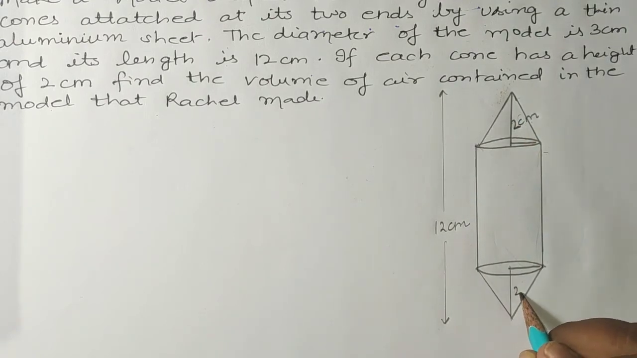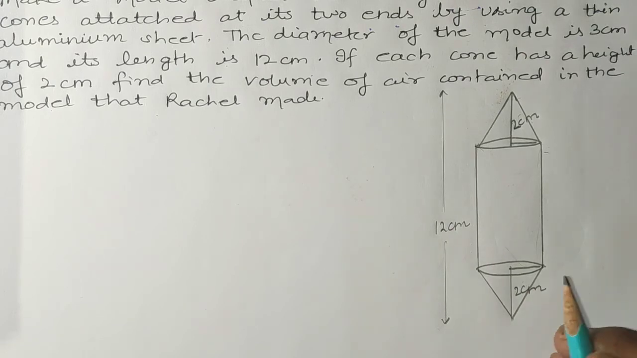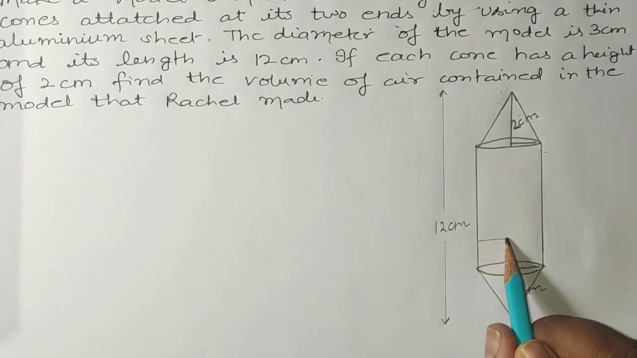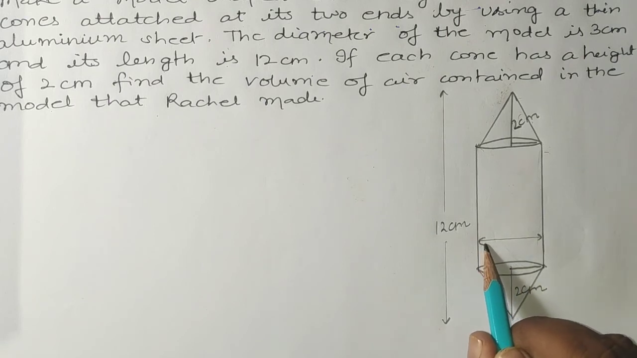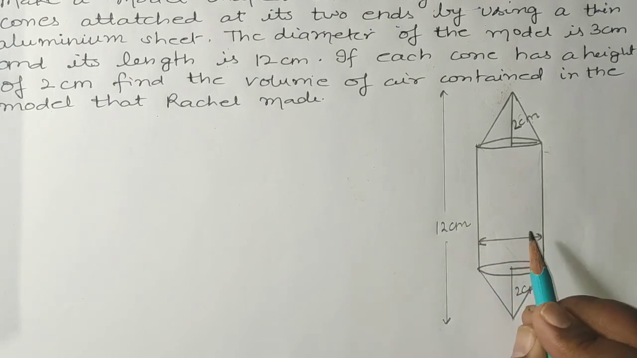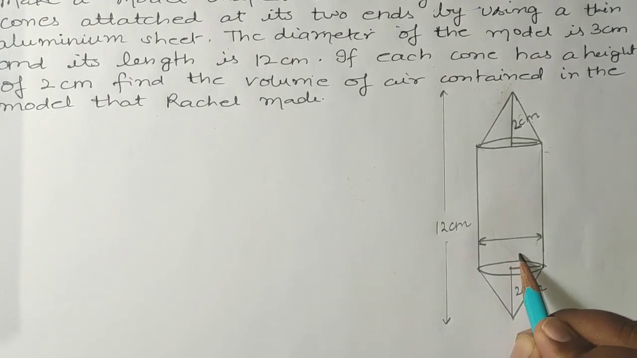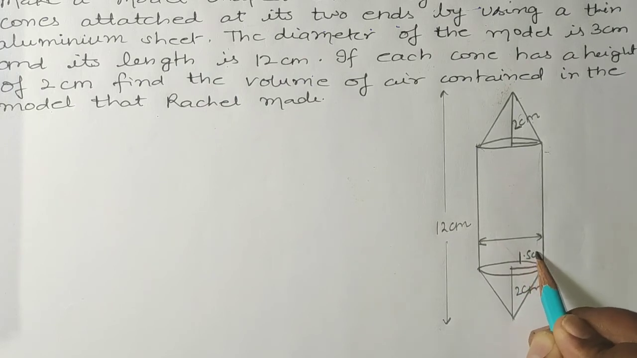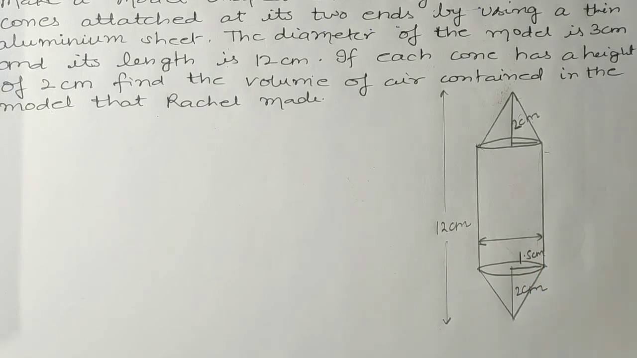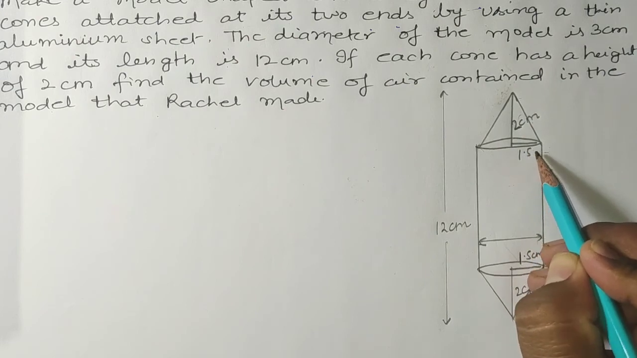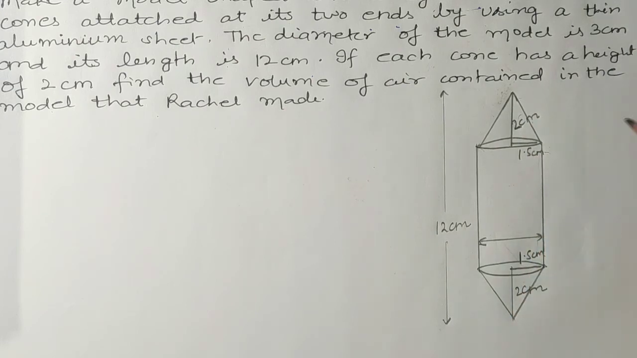Okay, the height of the cones are 2 centimeter and the total diameter of the cylinder is 3 centimeter, so its radius will be 1.5 centimeter. Okay, here also and here also it is 1.5 centimeter.